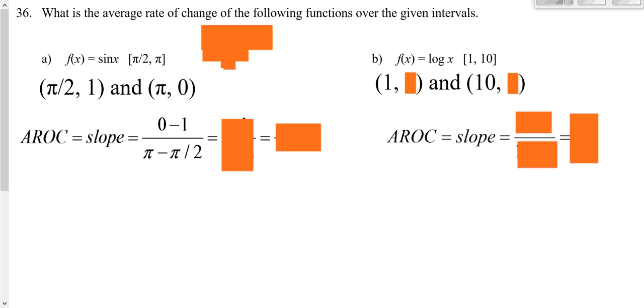So on the top, I get -1, and on the bottom, I'd have 1 pi minus a half a pi, which is a half a pi. So now I'm dividing by a fraction, so I multiply by the reciprocal, and I get -2 over pi.